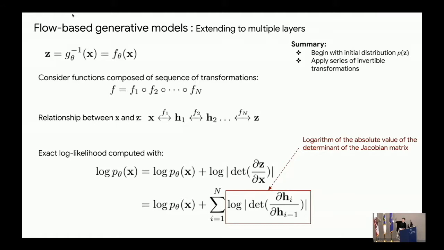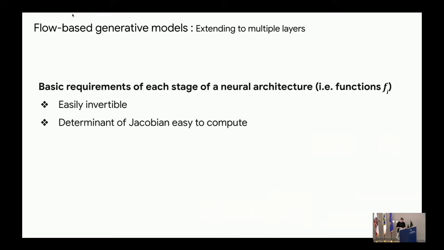It's useful to think of it in terms of these compositions of transformations because we're going to build this with a big neural network. This means we just need a certain property to hold for each of these individual components of our network. This is exactly what we were doing before with the change of variables theorem, just expanded out to this sequence. What we need is for each of these functions fi to be easily invertible and for the determinant of the Jacobian to be easy to compute.